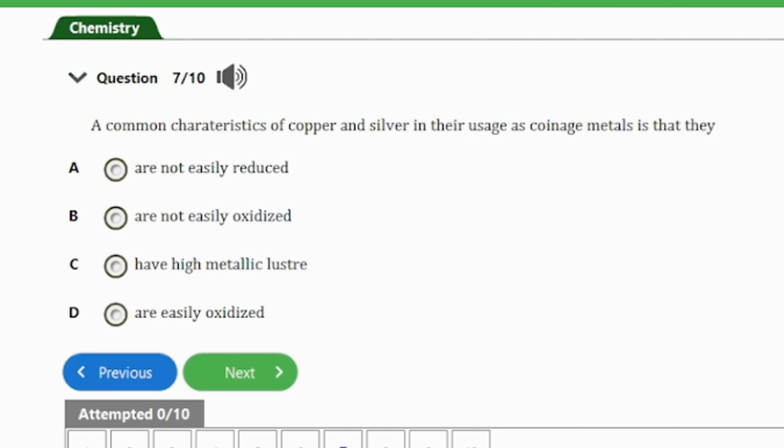Question number 7 here, it says, a common characteristic of copper and silver in their usage as coinage metals is that they A, are not easily reduced, B, are not easily oxidized, C, have high metallic luster, D, are easily oxidized. So guys, already I know you must have guessed rightly the answer to this question, and that's option B. They are not easily oxidized.